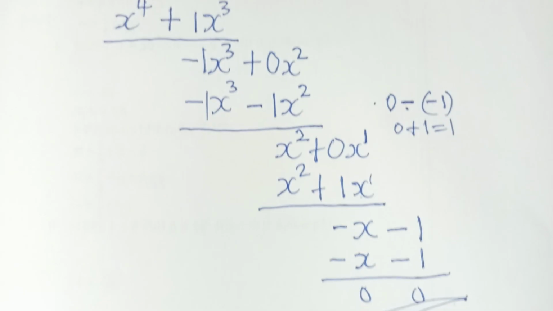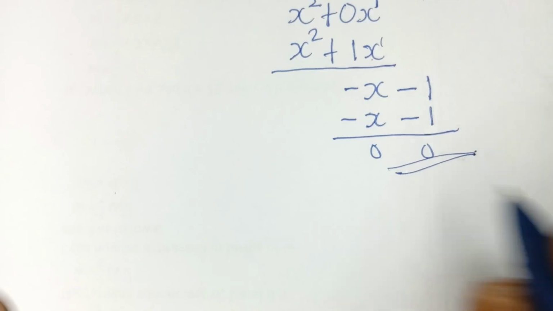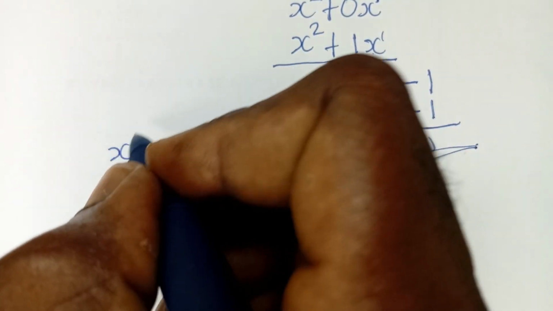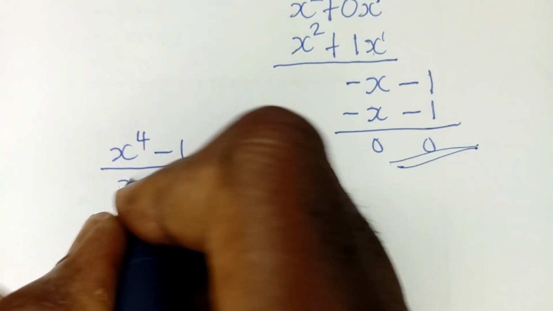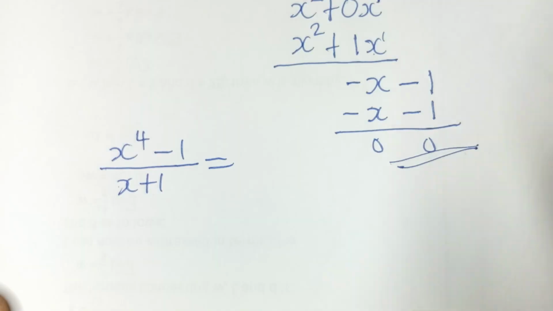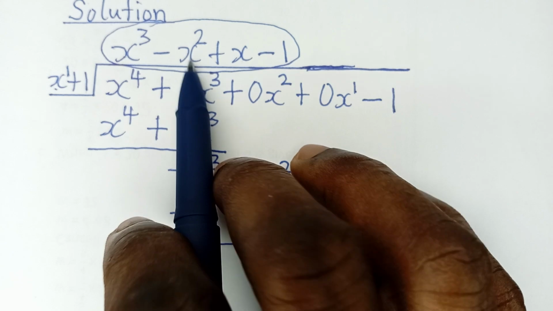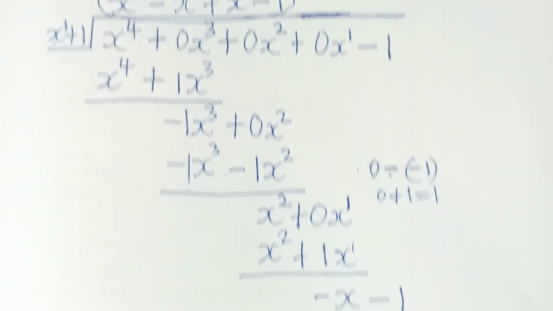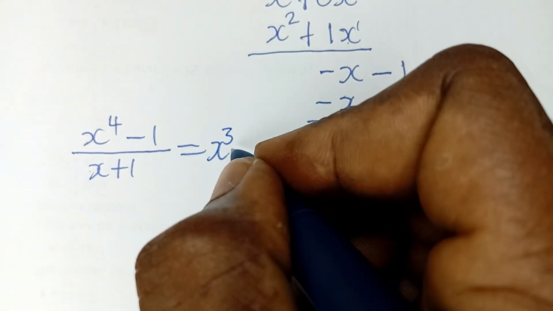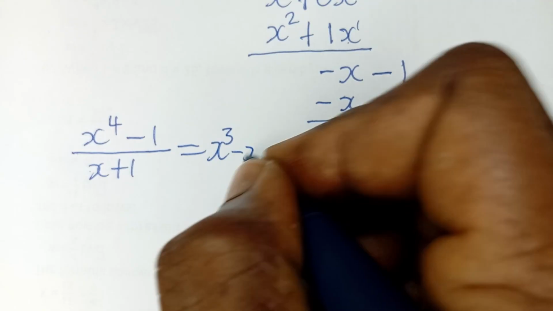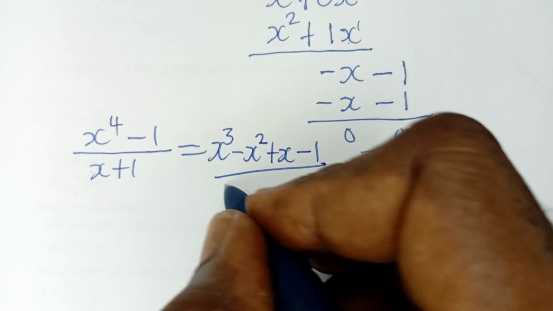So I can go down and write it as, let me write it from the question, x raised to the power 4 minus 1 divided by x plus 1 is equal to the answer that I got here, which is x raised to the power 3 minus x raised to the power 2 plus x minus 1. And that is what I'm going to write here. x raised to the power 3 minus x raised to the power 2 plus x minus 1. And this is the final answer.